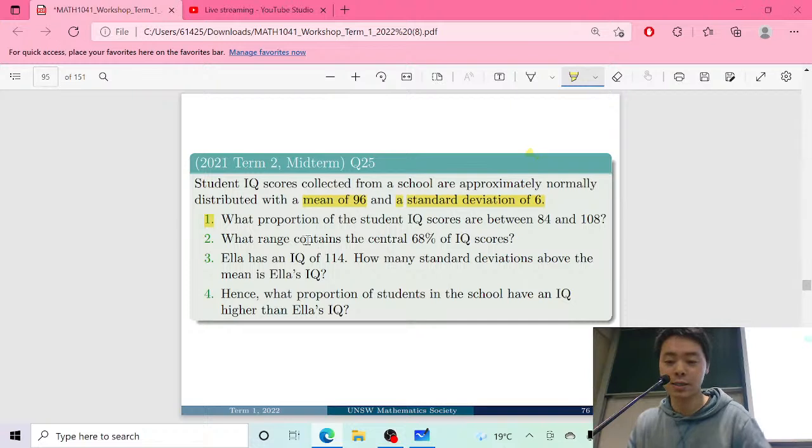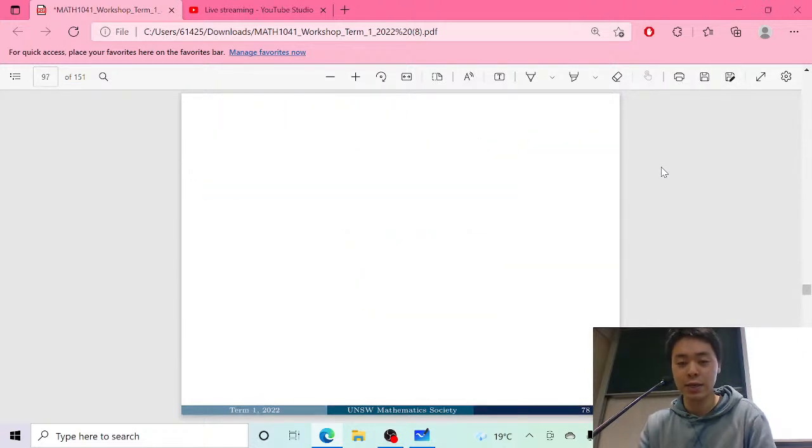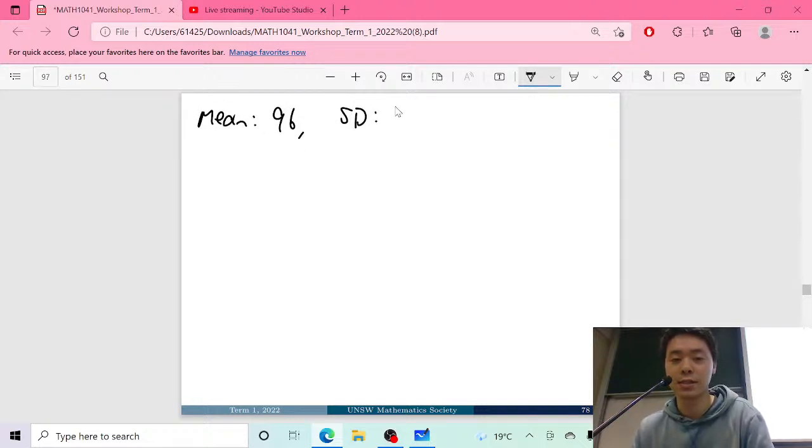Okay, so question 2 asks us, what range contains the central 68% of IQ scores? So for this question, we want to find the confidence interval where we have roughly 68% confidence. Remember that 68% of data is within 1 standard deviation. An easy way to construct this is, remember that the mean here was 96 and the standard deviation was 6, right?